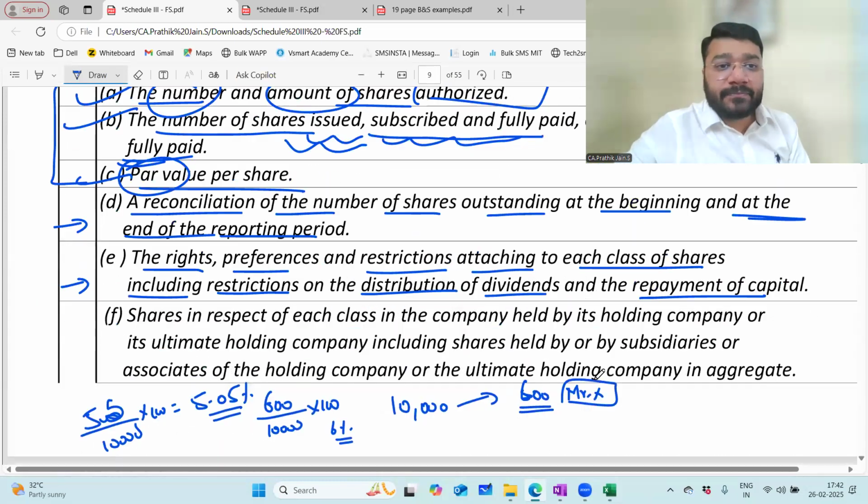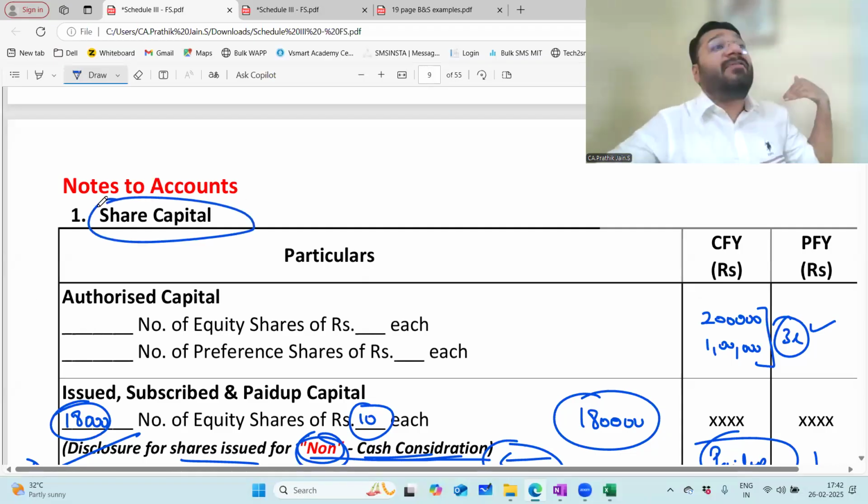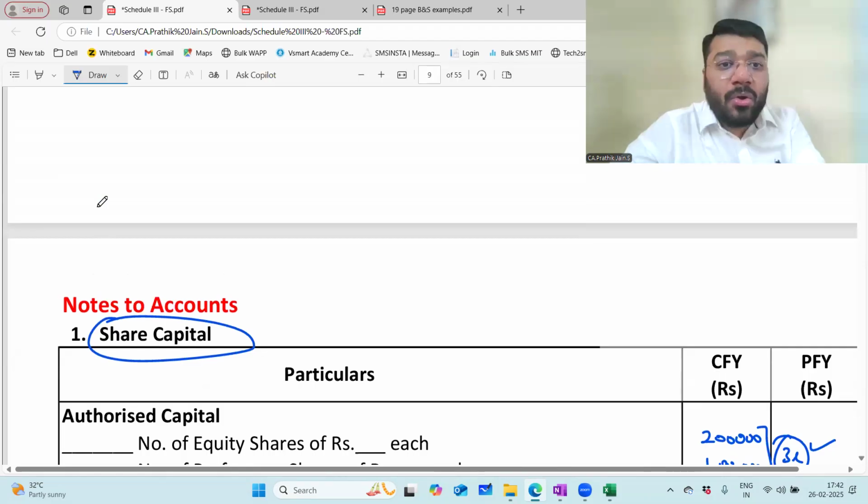Everybody is clear? Now, all this information we are supposed to give where? Sir, in the notes to accounts. Where? Under the share capital category. In that, all the information has to be given one after the other. Okay, not okay?